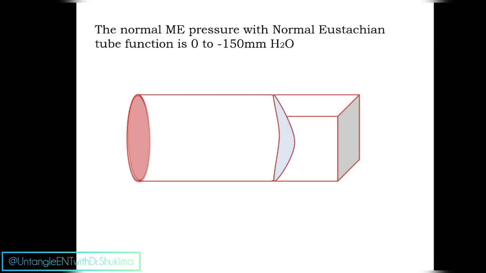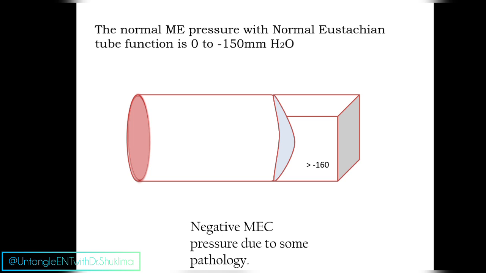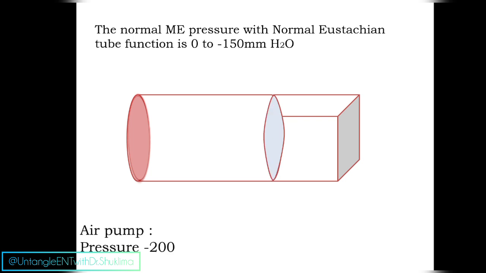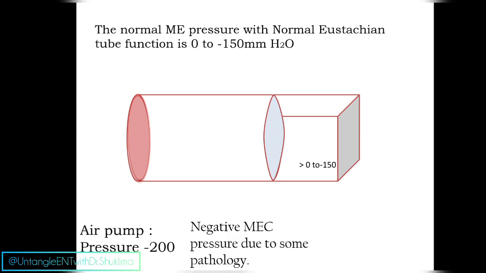Now let's see another condition. Here there is negative middle ear pressure due to some pathology like eustachian tube dysfunction, where the negative pressure is normally 0 to minus 150. Now let's assume the negative pressure is around minus 160, which is more than the normal negative pressure of the middle ear cavity. Now in that case, if the air pump pressure is made as minus 200, the TM bulges and there is more of reflected sound and less of absorbed sound, and the compliance is less.